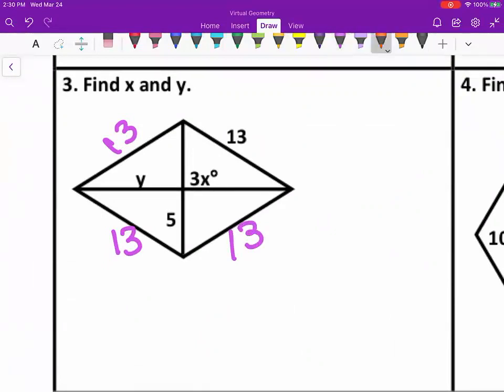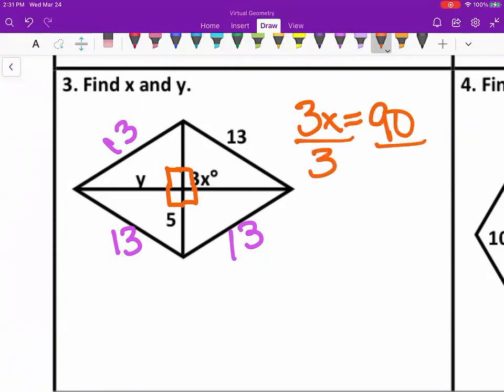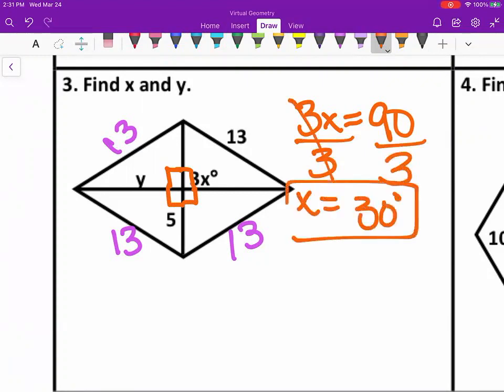Other things I know about a rhombus, where the diagonals intersect, they're all 90 degrees, and that 3x is sitting inside of one of those 90s. So right away, I know 3x is supposed to be 90. Let's solve this for x. Divide out that 3, and my x right now is 30 degrees.